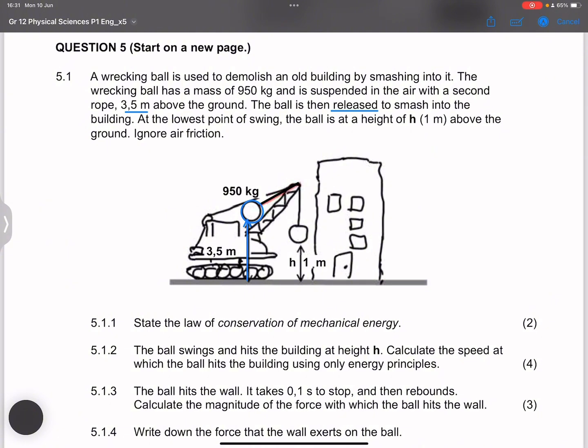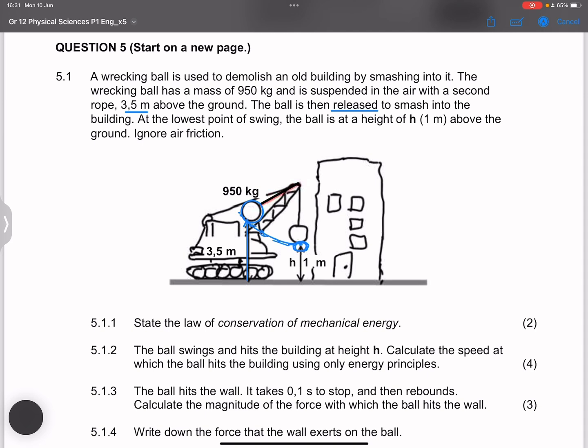So for 5.1.2, they say the ball swings and hits the building at height h. Calculate the speed at which the ball hits the building using only energy principles. Now note, ladies and gents, we've got a swinging pendulum over here, right? And I want you to note our reference point is at 1 meter above the ground. So there are essentially two ways in which we can do this.